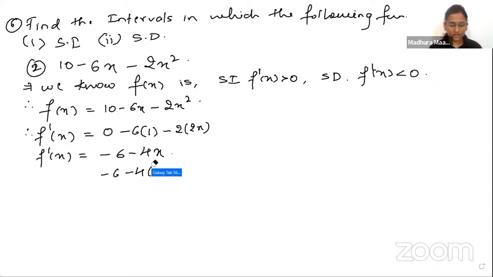So if I take x as, suppose, 2, then in that case what is the answer?